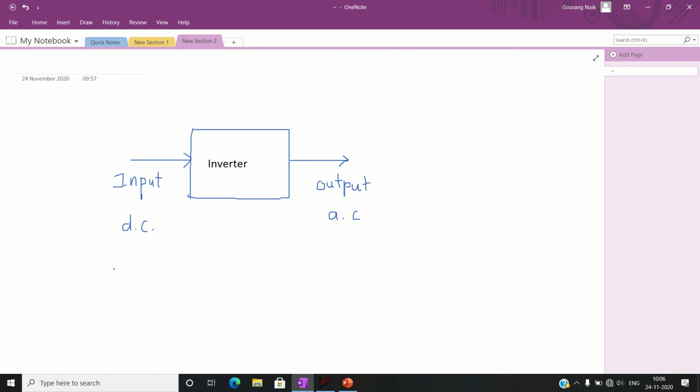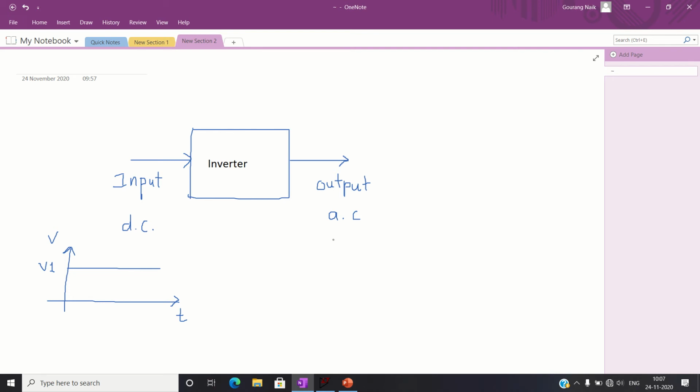So if you want to represent it graphically, if this is your graph, this is the voltage and let us say this is the time, then the DC value will be somewhat positive like this. It may be some voltage V1. Some voltage V1 is the positive DC voltage that could be the input. The output will be an AC value.